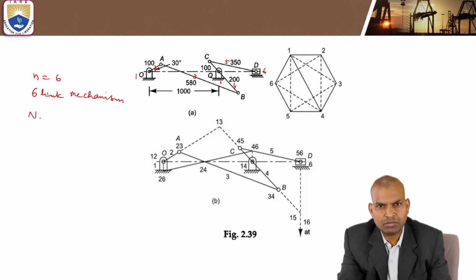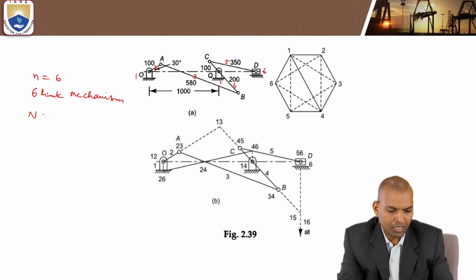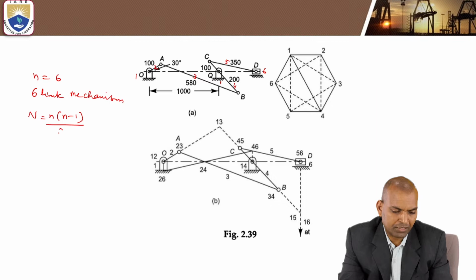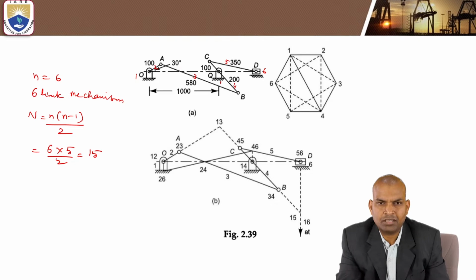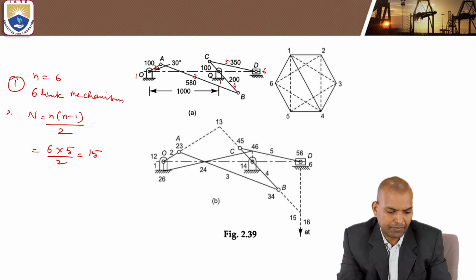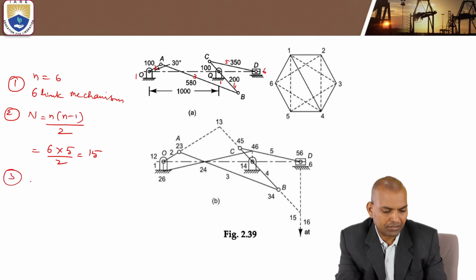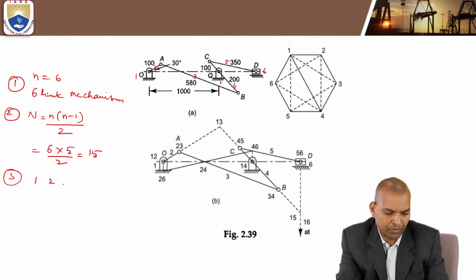Then we have to find out the number of I centers. The number of I centers, capital N, equals n into n minus 1 by 2, where n is 6: 6 into 5 by 2, that is 15. The number of I centers is 15. So the first step is finding the number of links. The second step is finding the number of I centers. The third step is finding what the I centers are by using the links versus I center table. That table we have to follow.